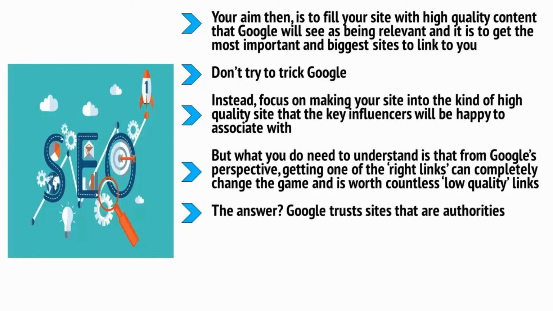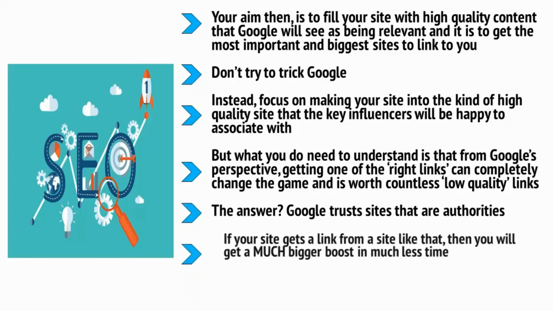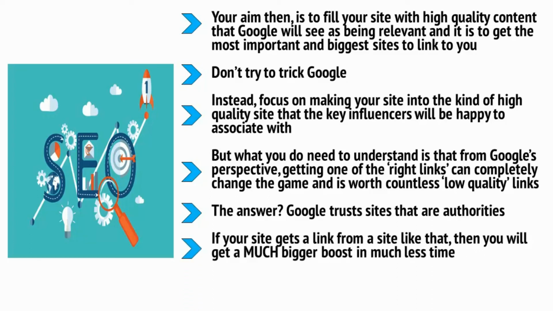The answer? Google trusts sites that are authorities. That means .gov domains and .edu. It means older sites that have been around for a long time and sites with recognized brands. If your site gets a link from a site like that, then you will get a much bigger boost in much less time. But what's more is that if you get a link from a site that has a link like that, then you'll still get a very big boost. Consider this a little like degrees of separation.